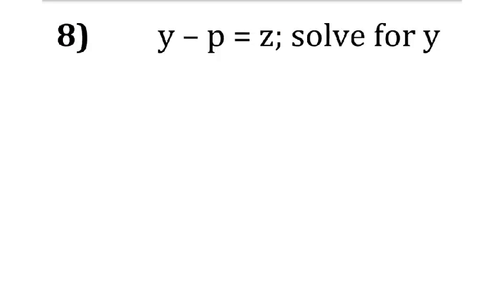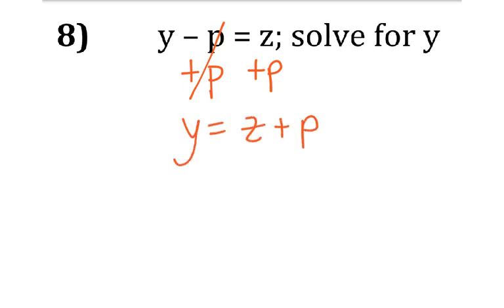All right, and then last on the warm-up is number 8, and we're going to solve it for y. So we are going to add p to both sides. That gets the y by itself. And so I'm going to have y is equal to z plus p. You could also say p plus z. Again, order doesn't matter with addition or multiplication.